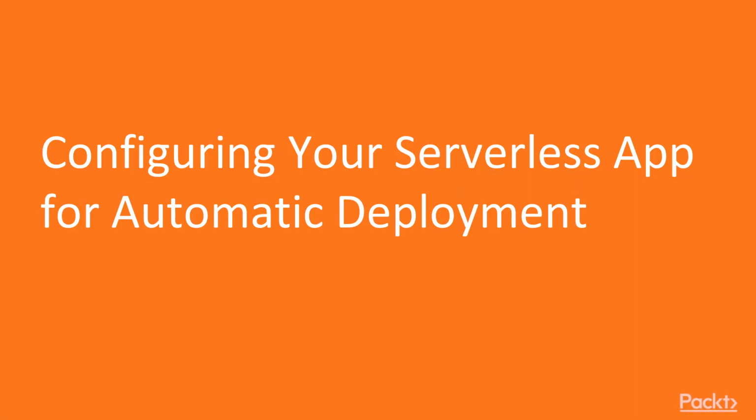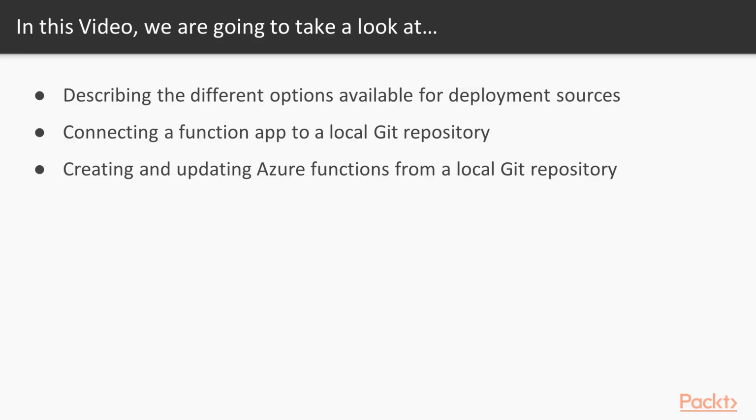Hello and welcome to Configuring Your Serverless App for Automatic Deployment. This is going to be a really fun video where I'll show you the different options that you have available for deployment sources. And then we're going to connect a function app to a local Git repo and create and update Azure functions from that local Git repository.